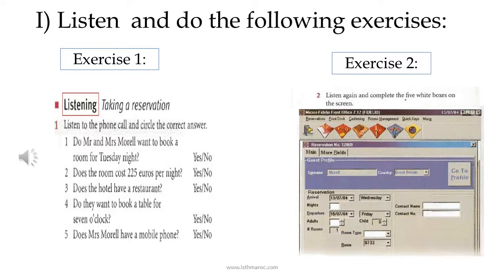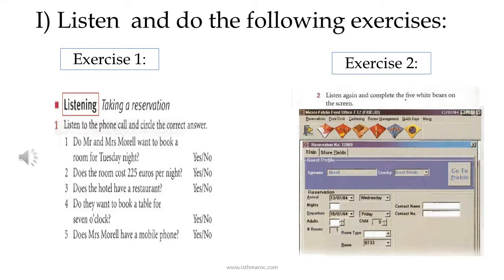Good morning, reservations. Felipe speaking. How can I help you? Hello. I'd like to book a room for me and my husband, please. Do you have a double room for next Wednesday? Yes, we do. How many nights is it for? Two. Wednesday and Thursday. Yes, we have a double room available. Oh, good. How much is it? It's 225 euros per night, including breakfast. Good, that's fine. Does the hotel have a restaurant?